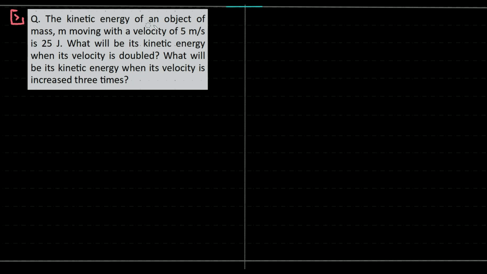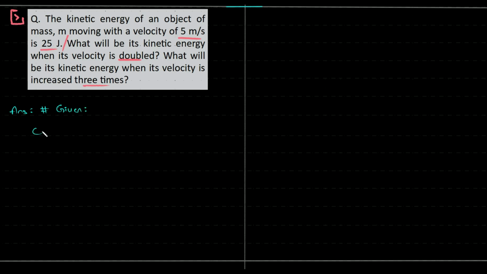The kinetic energy of an object of mass m moving with a velocity of 5 meter per second is 25 joules. What will be its kinetic energy when its velocity is doubled, when its velocity is tripled? So we are looking at the following things.